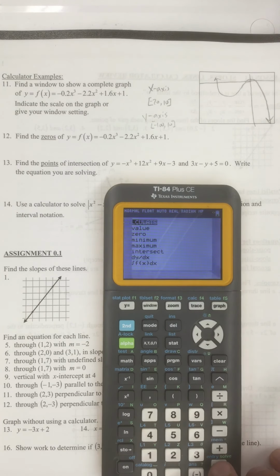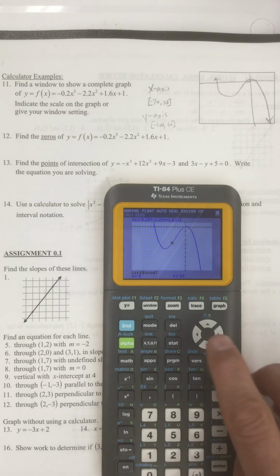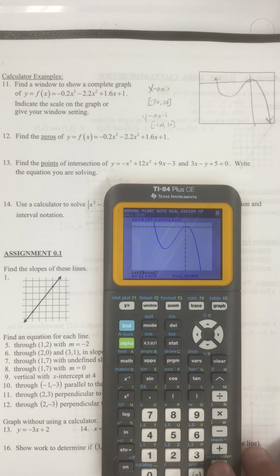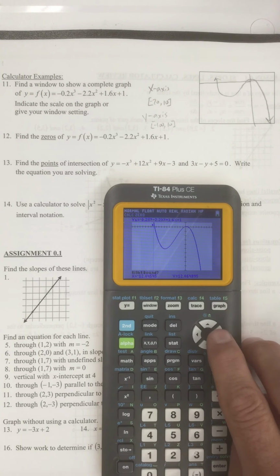Go down to zero, hit enter. And you have to answer the questions. So there are 3 zeros. It will only find one at a time. So the first question says the left bound. I'm going to start this one on the far left. So I have to scroll over to tell it where to start looking. I'm going to keep going. Right there, I'm almost on it. If I keep going, I'm definitely to the left now. I'm going to go one more time. It goes off the screen, but I know I'm to the left. And as I hit enter, you'll see it draw that line and that arrow. That's where it's going to start looking.